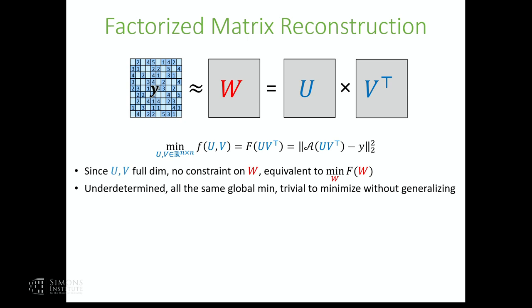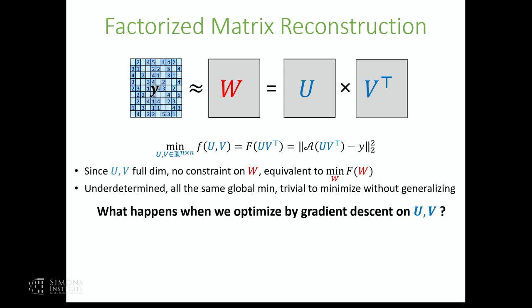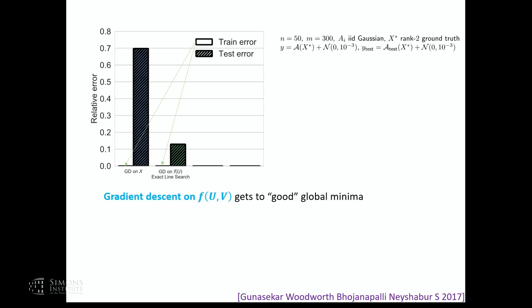Nevertheless, we're going to take this completely stupid problem and solve it with gradient descent over U and V. And the question is, what happens? I think many of you at this point have seen it before. What we see here is a comparison of two things. This is gradient descent on the original matrix W, the not very interesting approach, and this is gradient descent on the factorization. Again, this is the same optimization problem solved in two different ways. The training error in both cases is zero. We fit the observed entries, big deal. It's very easy to fit the observed entries.